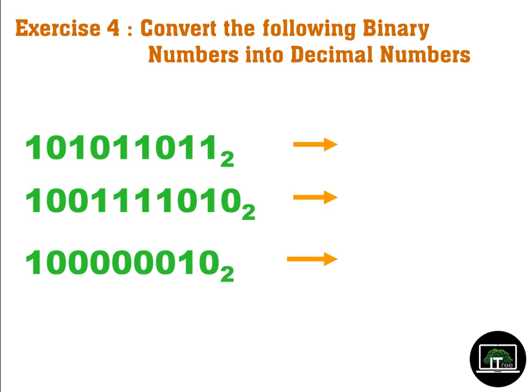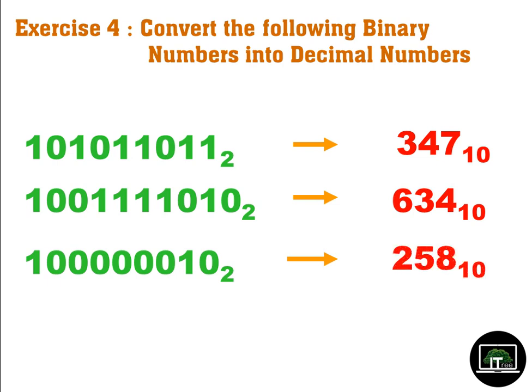Please do these exercises and verify whether your answers are correct. If the answers are not matching, you may have made mistakes somewhere. Then you try to do it again as a fresh work. Then you can better do the things. Okay. If you convert 101011011 into decimal, you get 347. When you convert 1, 2 zeros, 4 ones, 0, 1, 0 into decimal, you get 634. When you convert 1, 6 zeros, 1, 0 into decimal, you get 256.